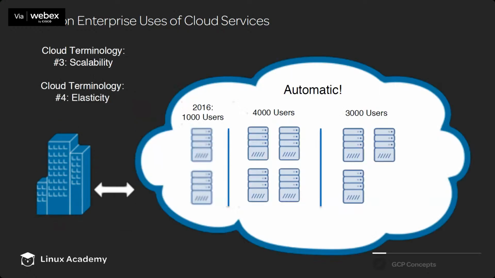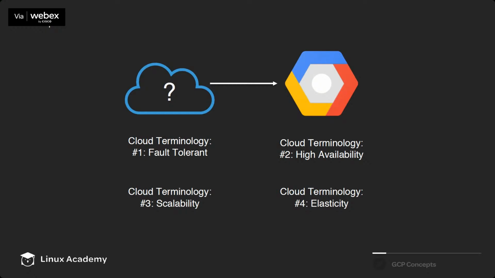So this is what the next slide is showing: automatic scaling of your servers. Your users increase, you can increase the servers. The users go down, you can bring them down, etc. This is one of the features of cloud in general, and of course provided by Google Cloud as well. So you have fault tolerance, high availability, scalability, and elasticity. These were the four topics that we covered so far.